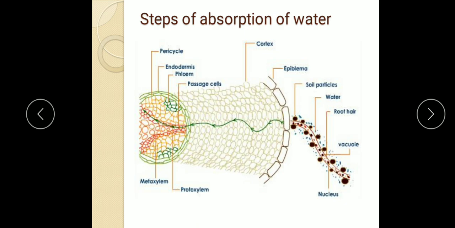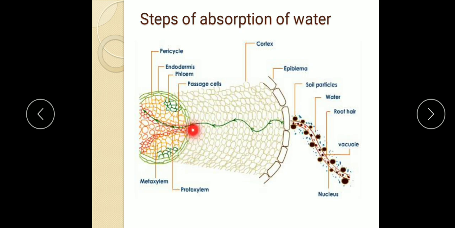Now we'll see the steps of absorption of water, means how water is absorbed with the help of this process, osmosis, we have discussed. So you need to study this diagram. First you understand this diagram, what are the different parts shown. This is the root hair, as I explained already. This is the epidermal extension. This is the outermost layer, which is the epidermis, known as the epiblema also. This is the cortex. Parenchyma cells are present here, and here this is the endodermis.